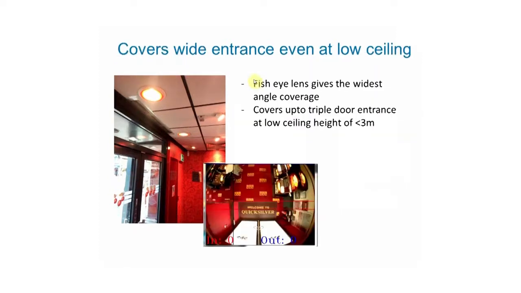So I'm going to talk about that. With the fisheye lens, it gives the widest angle coverage, so we can cover a very wide entrance even at a very low ceiling. For example, this is about, say, 2.8 meter high of the door. It's a very low ceiling, but this is a double door entrance, and you can see the coverage. It could probably cover a triple door entrance even at a height of less than 3 meter. So that should cover your entrance comfortably.